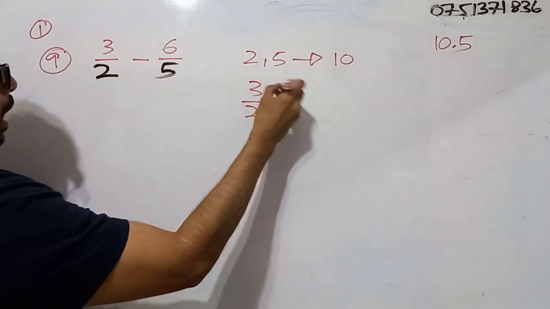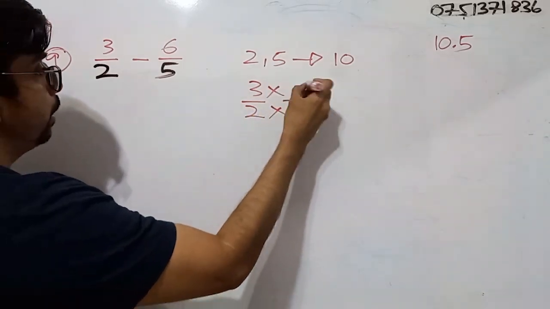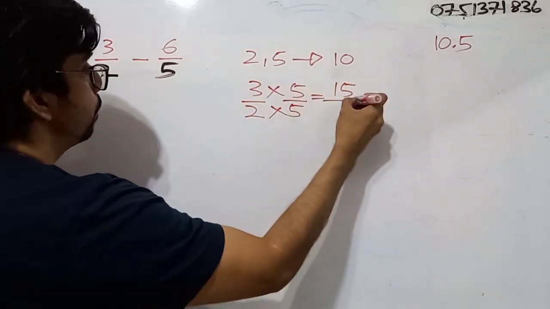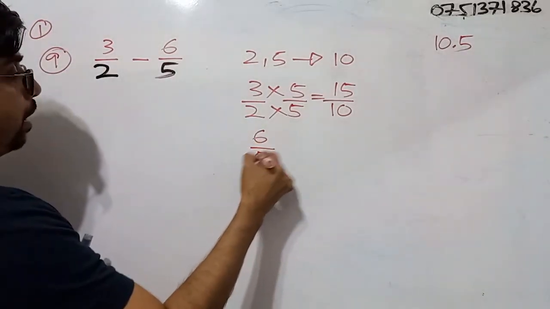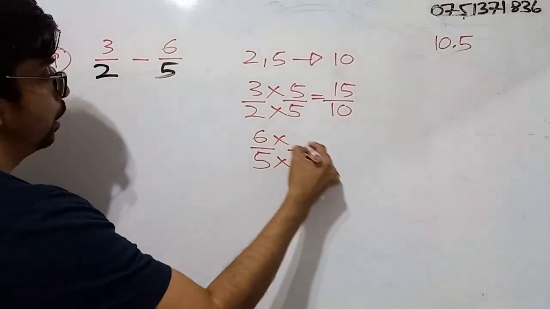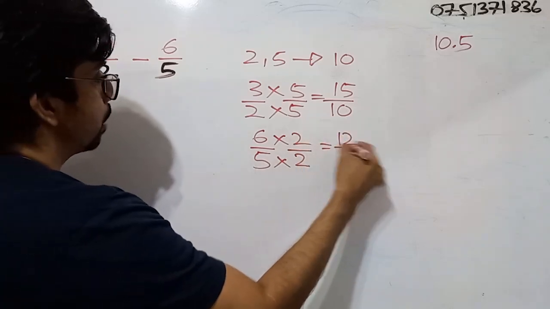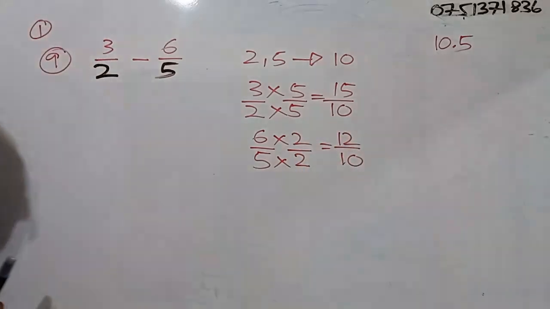So 3 by 2, I have to multiply both denominator and numerator by 5. So this becomes 15 by 10. In the same manner, 6 by 5, I will have to multiply both numerator and denominator by 2. So this becomes what? 12 by 10.